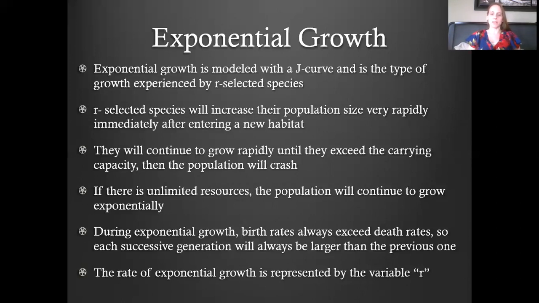Usually there are unlimited resources for, say, bacteria. The bacteria never run out of food, but the environments aren't always super hospitable to them, like if you're using Lysol wipes or something. During the exponential growth, birth rates will always exceed the death rates, which is why it's able to keep growing like that.